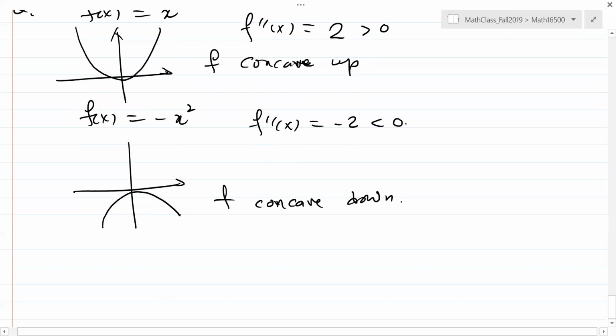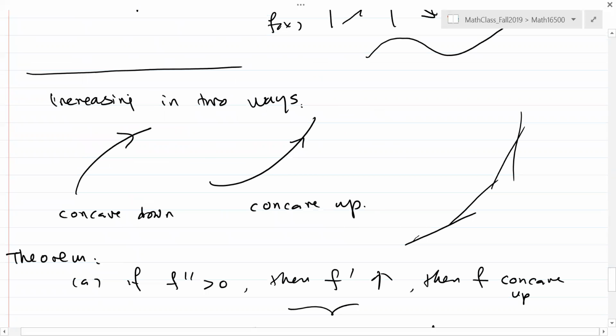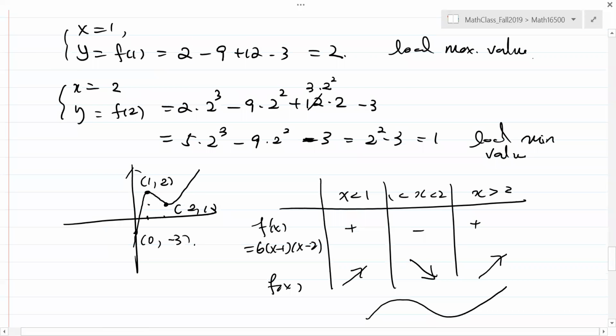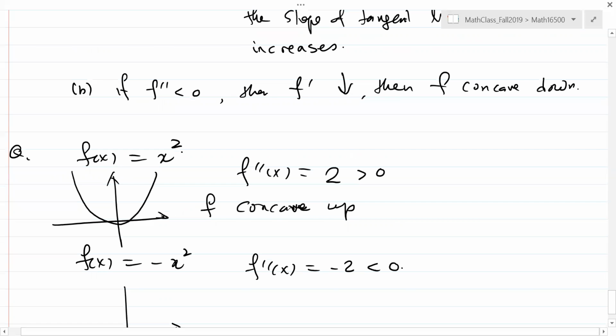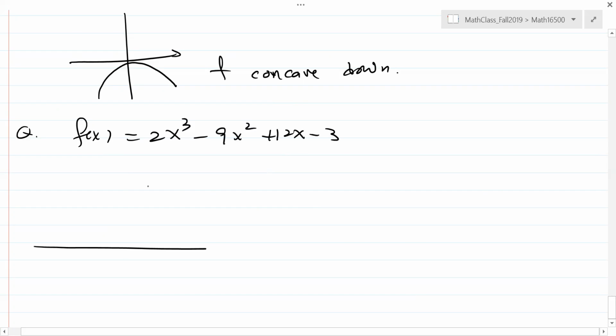So we're back to the polynomial of degree 3. Let's go back to here. Let me redraw the graph. Here's the function: 2x cubed minus 9x squared plus 12x minus 3, right? We sketch the graph as follows. When x equals 1, it goes to 2. When x equals 2, it's 1. It's going to be like that, right? Remember this.